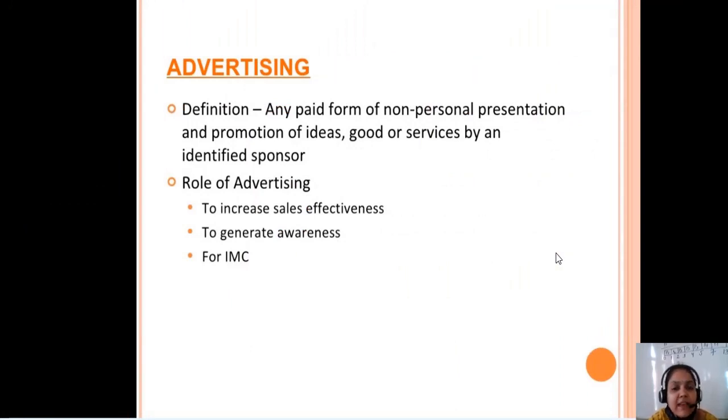So advertising means any paid form of non-personal presentation and promotion of ideas, goods or services, which you do with the help of graphics, images and so on. Why do we do advertising? Because people like it; they hear it, they view it. So the role of advertising is to increase sales. It also generates awareness among people, and we use it for integrated marketing communication.